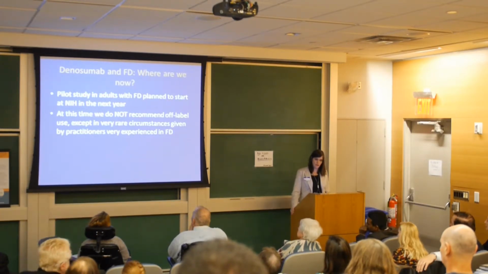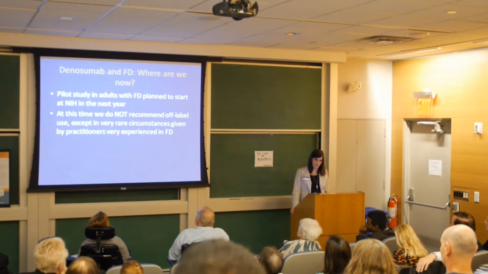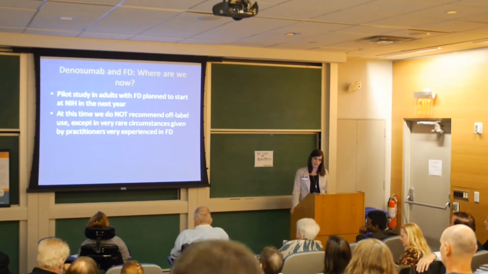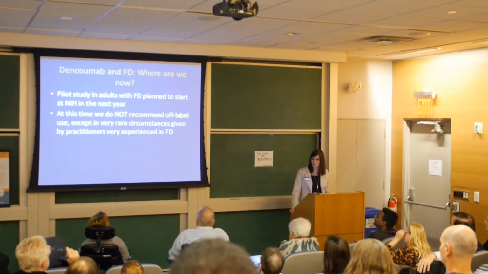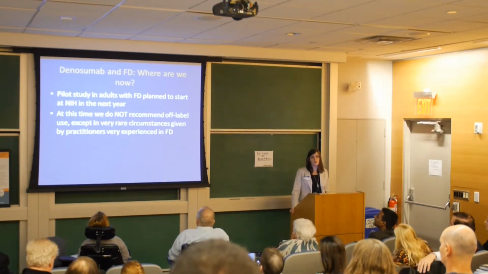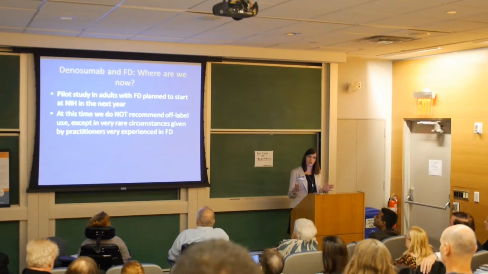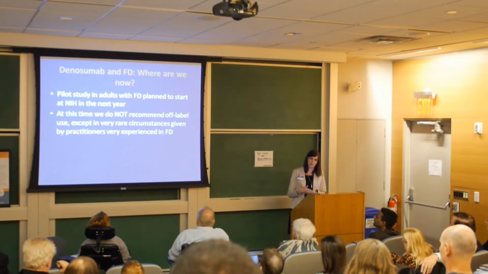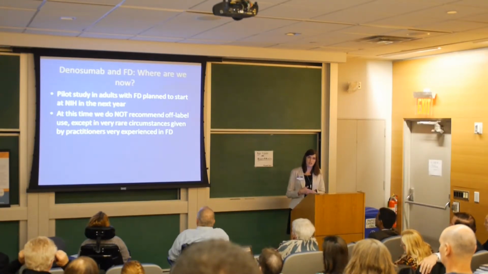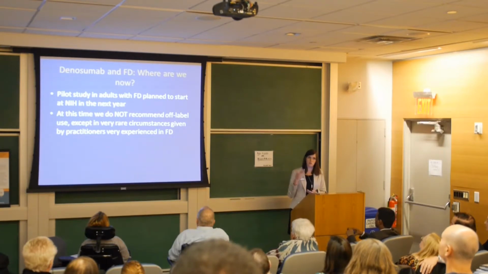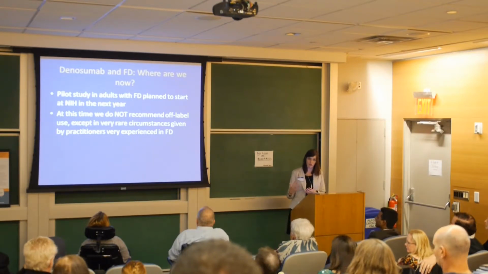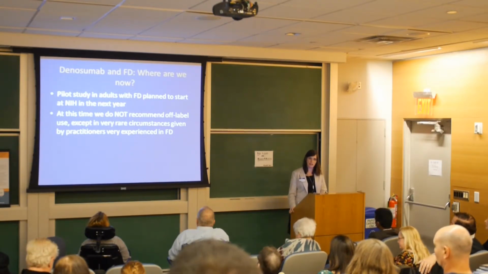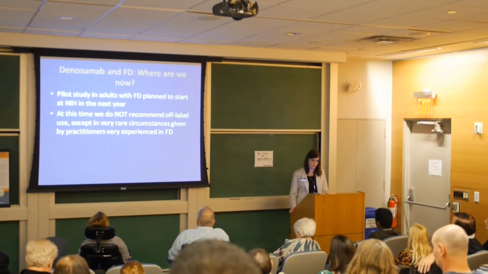So current state, where is the field right now in denosumab and FD? We are planning a pilot study in adults with FD to start at the NIH, hopefully in the next year. Giving the drug as part of a clinical trial allows us to put more safety procedures in place and be a lot more rigorous about the type of endpoints we're monitoring for. We can check more blood levels and more radiographic studies. So we feel that's something we can do safely in the context of research.